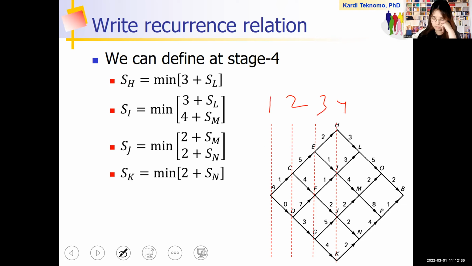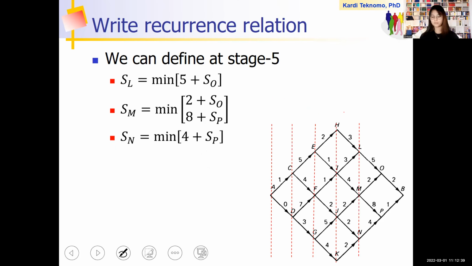No problem. The same thing in state 5. Here you have SL, SM, SN, right? SL has no other choice, only one choice, so 5 plus SO. In M, you have two possible choices, with this O and P. In N, you have only one way, with this 4 plus SP. Correct? Is it okay or not?